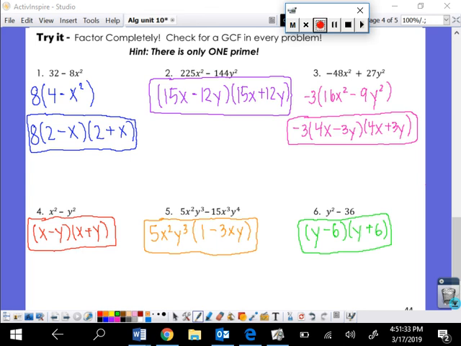Here are the first 6 answers. None of these were prime. I will say in number 5, you didn't have perfect squares, but you could pull out a common term. So that one is not prime. We can factor it, taking out that greatest common factor. So just always make sure you're checking for that GCF first, then work your way through the problem.